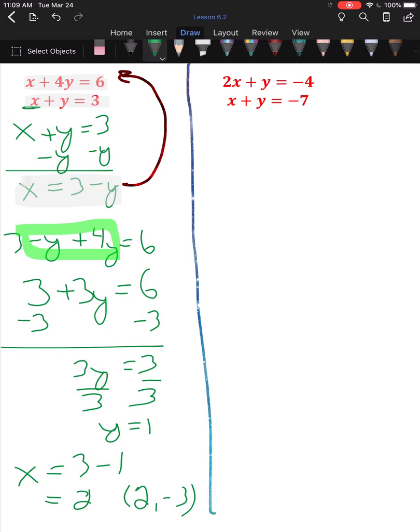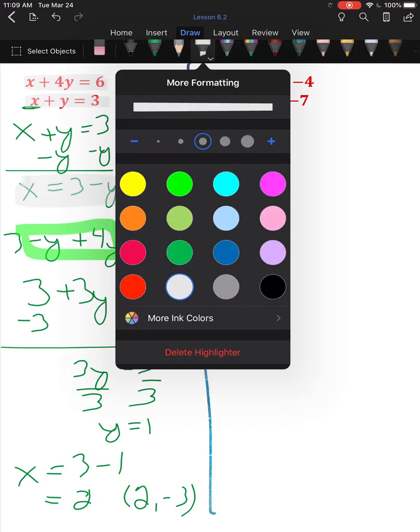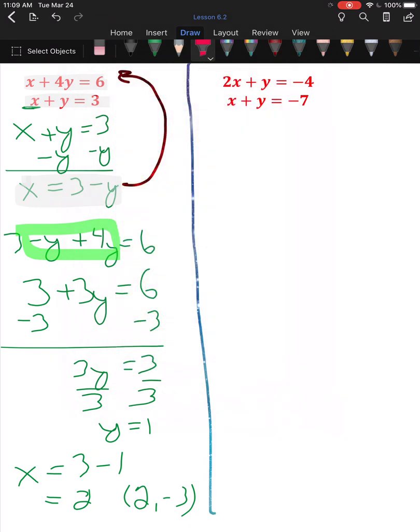And the ordered pair is 2, negative 3. For the next example, we have 2x plus y equals negative 4, and x plus y equals 7. Again, it does not make the slightest bit of difference which variable you want to get by itself. I just recommend doing one that's already got a coefficient of 1. So let's do this x. Let's get that x by itself.